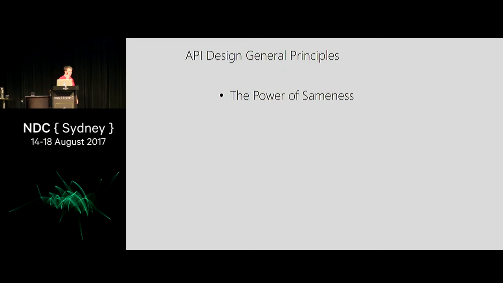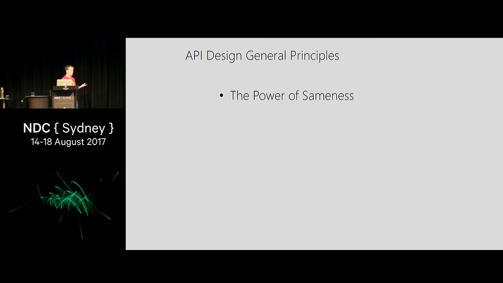So the last general principle we'll talk about is the power of sameness. This is another one from a Microsoft employee. And the idea behind the power of sameness is that by creating APIs that use features that developers already know, developers can get up and running faster than having to learn new features.